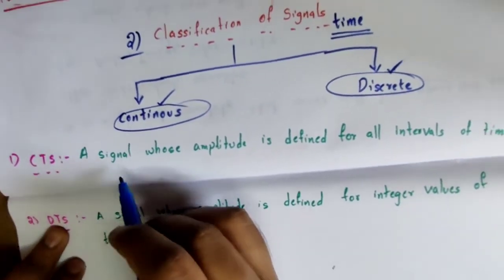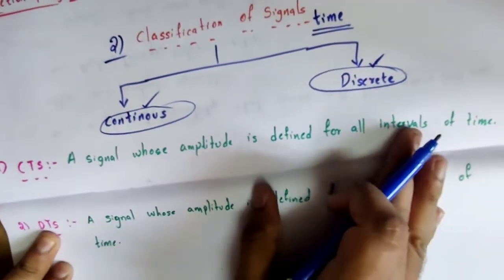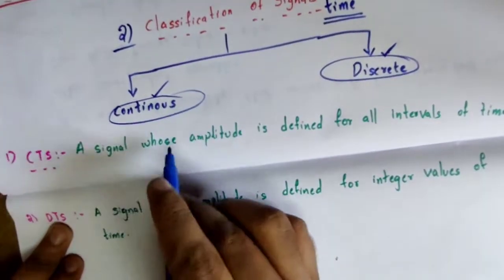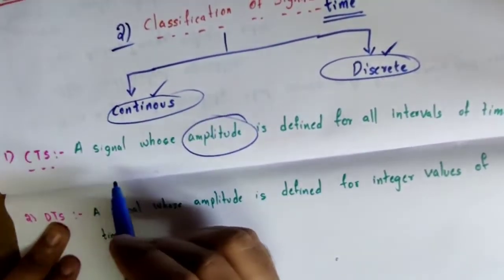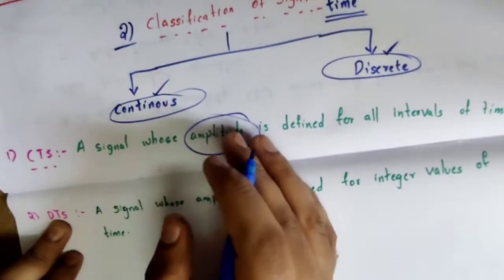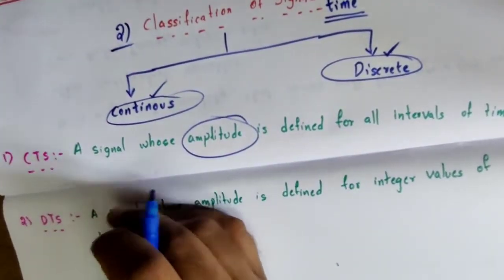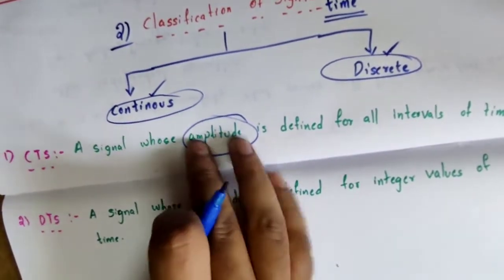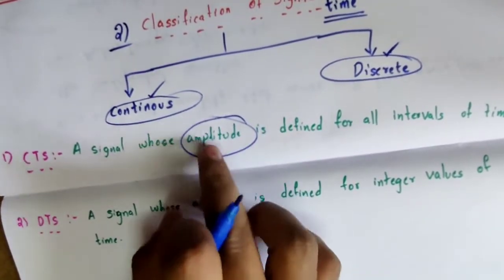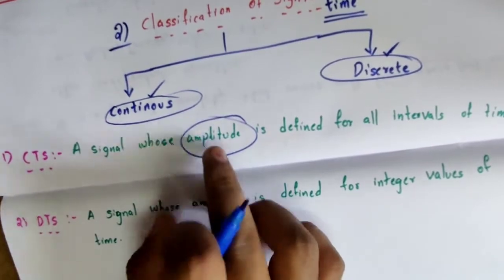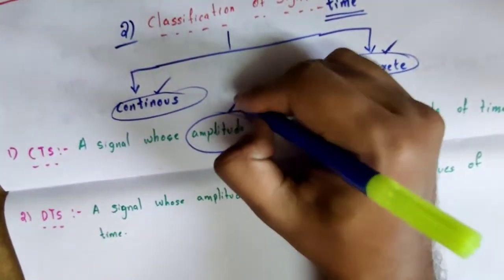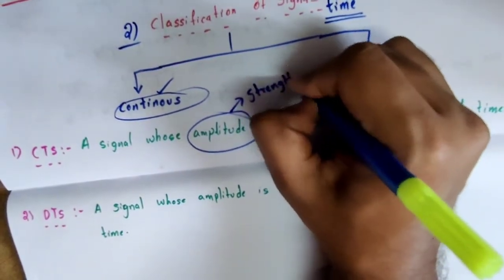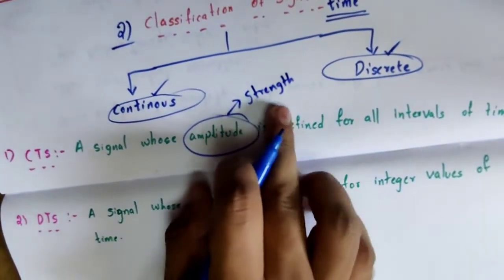See, now continuous time signals. So what is the definition? A signal whose amplitude is defined for all intervals of time is known as a continuous time signal. Here comes a new word for you, known as amplitude. So what is amplitude? Before understanding the definition, you should know the terminologies. So the new terminology for you here is amplitude. Amplitude is nothing but the strength of a signal. I will discuss this in detail.